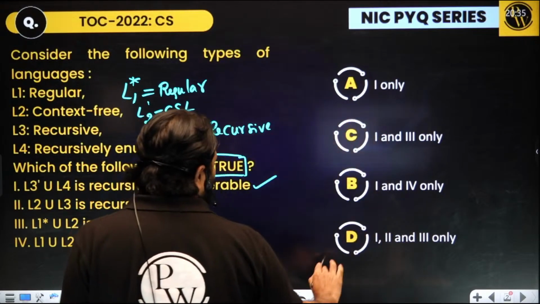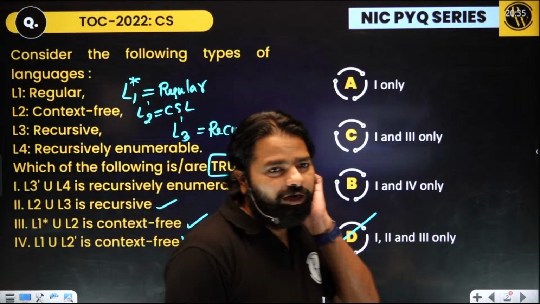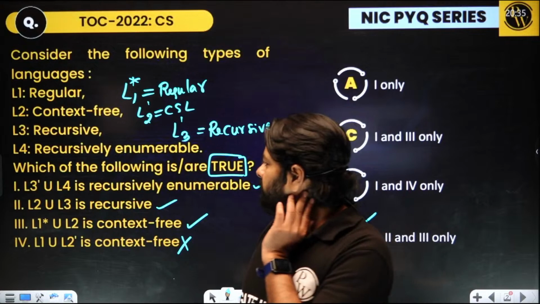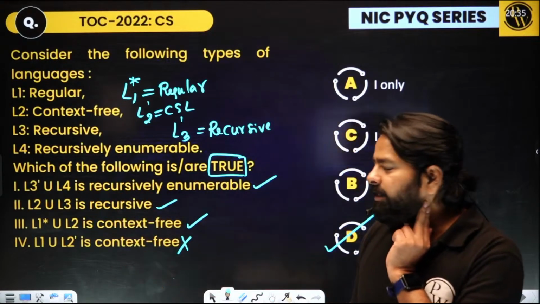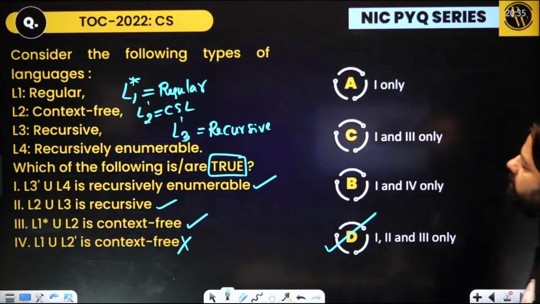Do you have that option? Yes. So the last option is correct, D: 1, 2, 3. You can see that 3 statements are correct here. Is it fine? Okay, let's go for the next question.